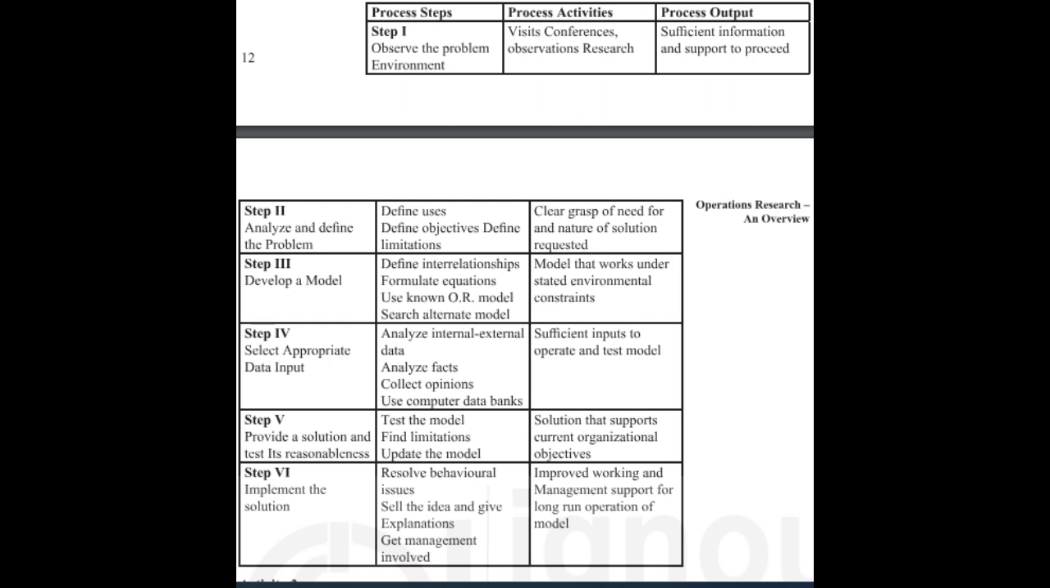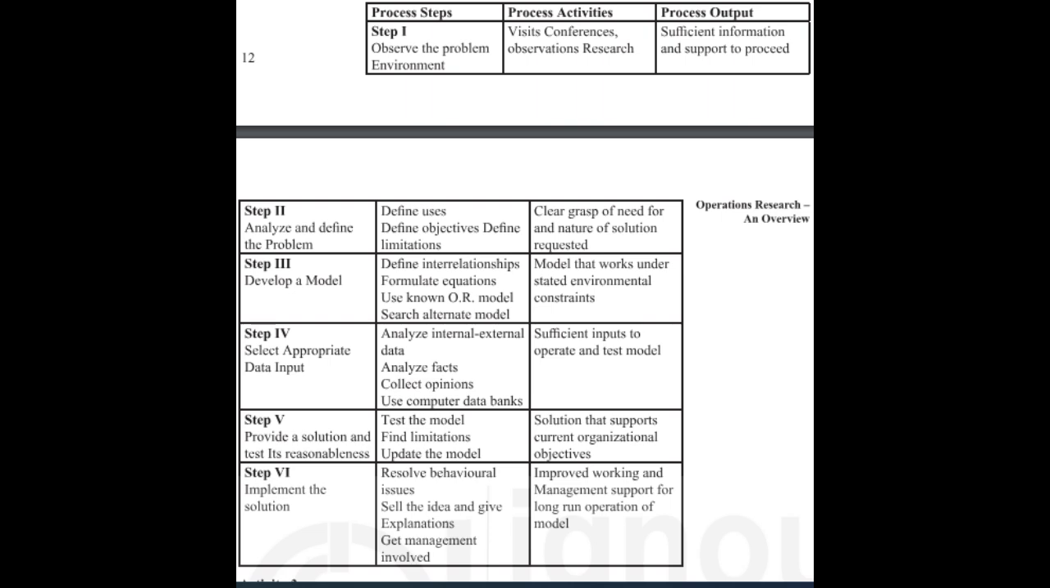Garbage in, garbage out is a famous saying. No model will work appropriately if the data input is not appropriate. Hence, taking the right kind of data is a vital step in our process. Important activities in this step are analyzing internal and external data and facts, collecting opinions and using computer data banks. The purpose of this step is to have sufficient input to operate and test the model.